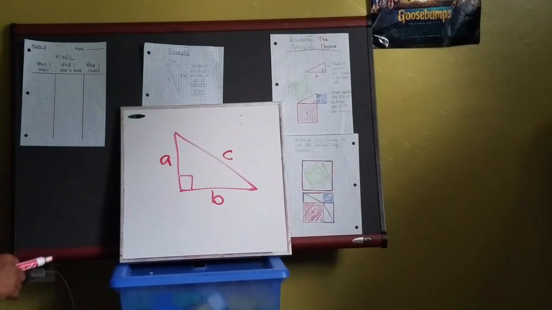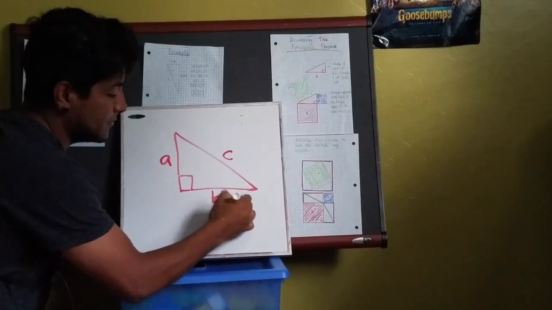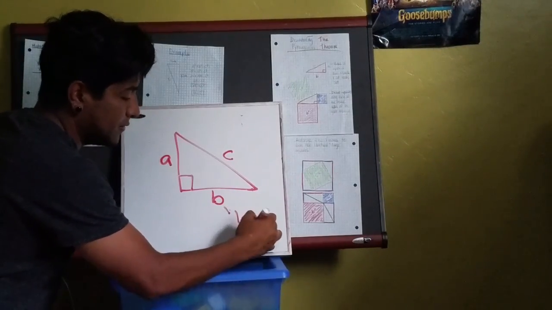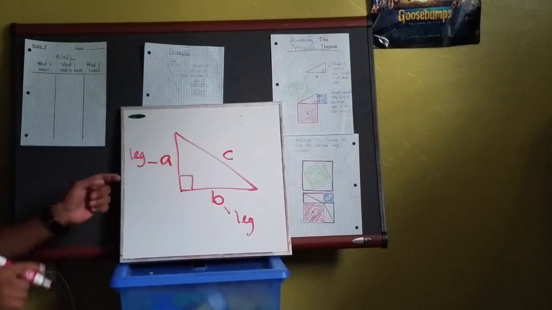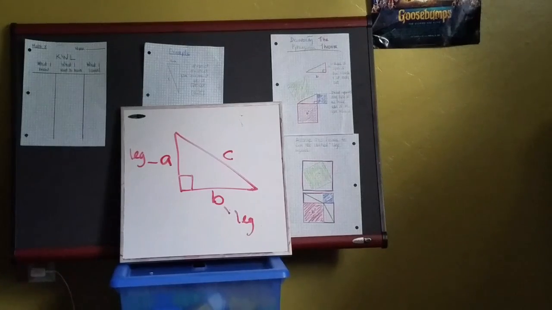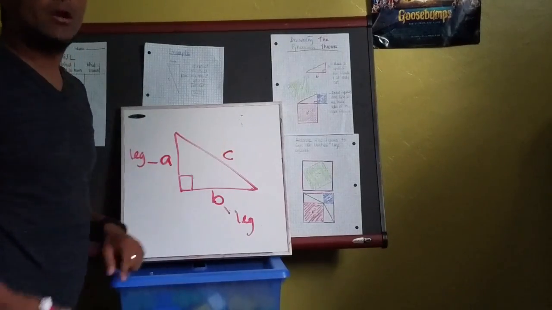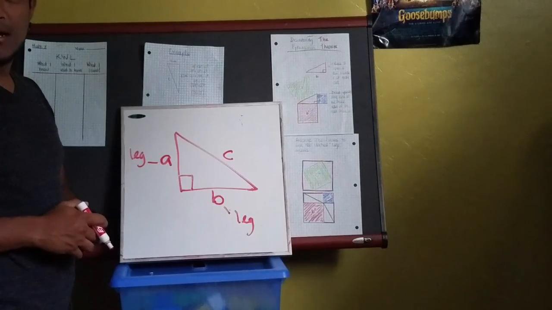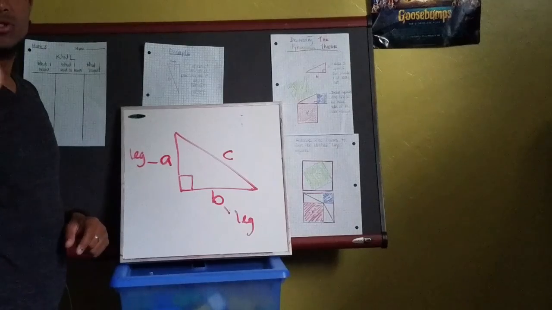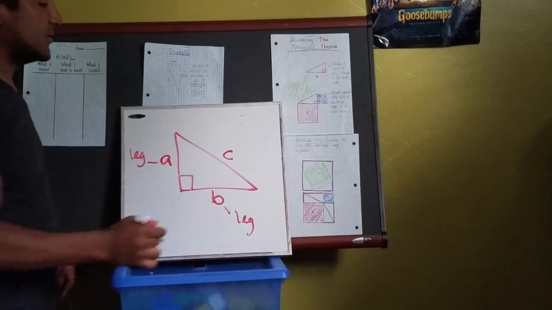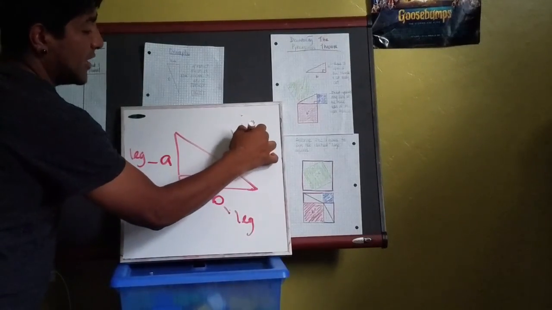Now, does anyone know how to label these? Let's see, Bulbasaur. Yes, so this right here is called a leg, right? For A and B, they're both legs of the triangle. Now, can anyone tell me what this is called right here? Let's see, Squirtle. Yes, this right here is the hypotenuse.